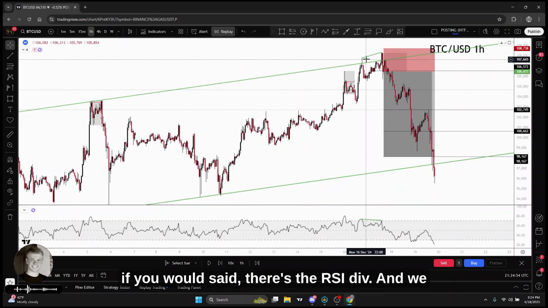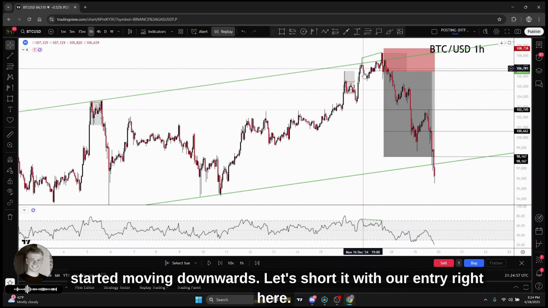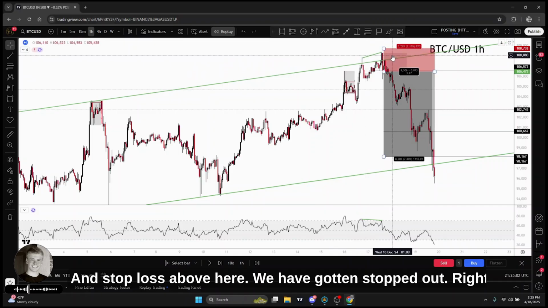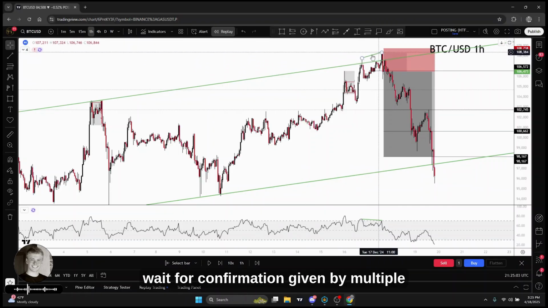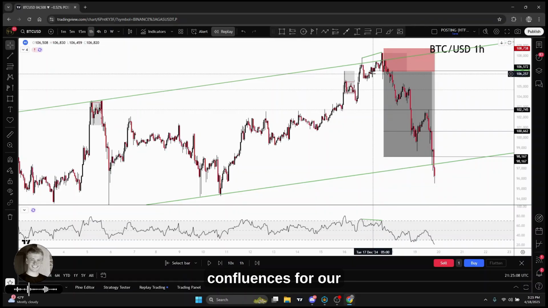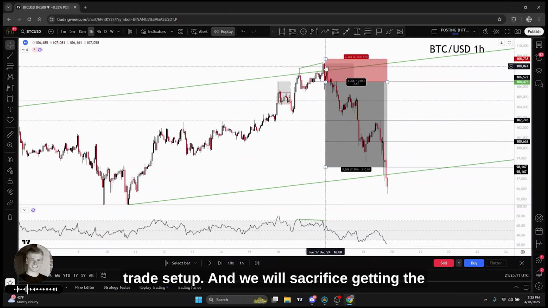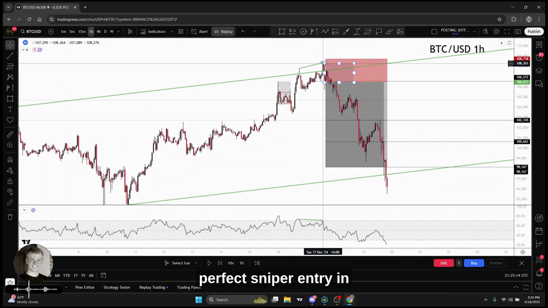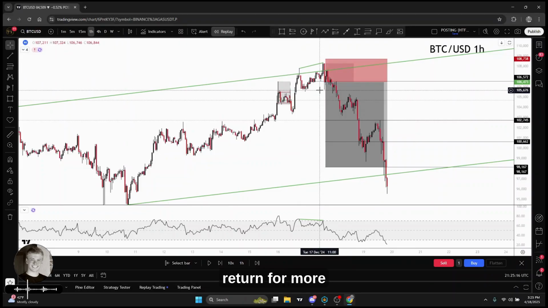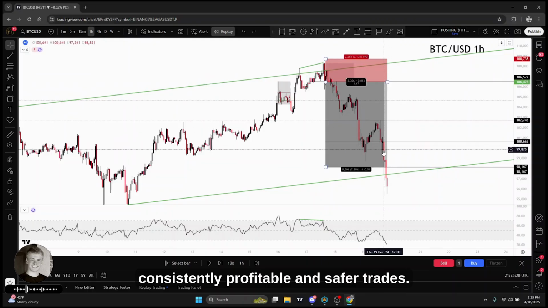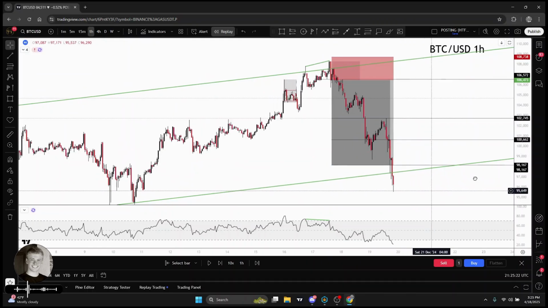Because if you would have said, oh, there's the RSI div, and we started moving downwards, let's short it with our entry right here, and then our stop loss above here, we would have gotten stopped out. Right? We wait for confirmation given by multiple confluences for our trade setup, and we will sacrifice getting the perfect sniper entry in return for more consistently profitable and safer trades that are higher probability.